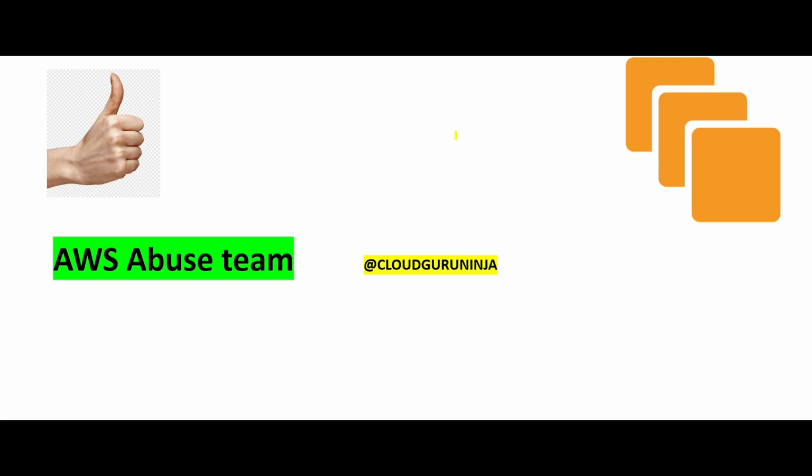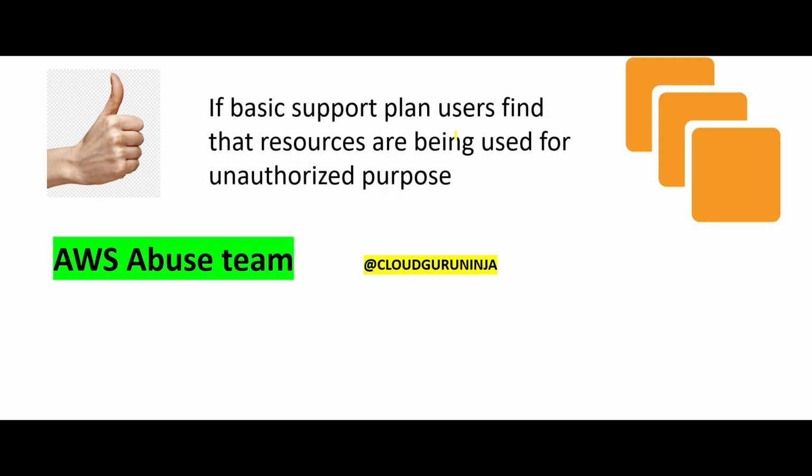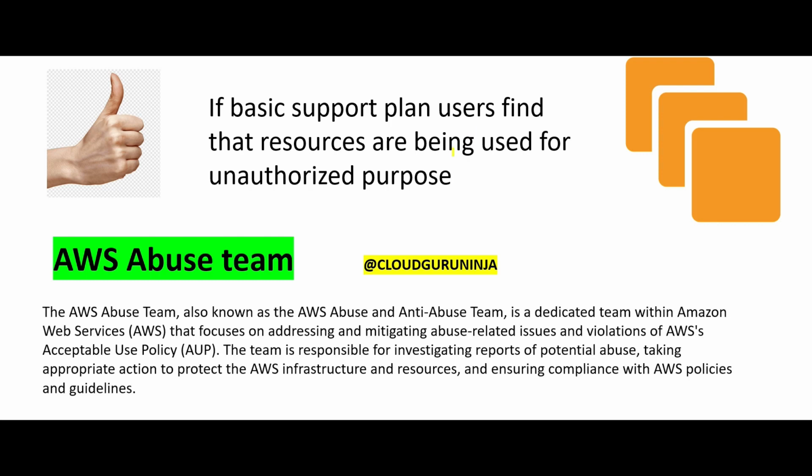The AWS abuse team. What is it going to do for you? It is something basic support plan users can use when they find resources are being used for an unauthorized purpose. Unauthorized purpose means somebody is trying to use these resources for hacking. You came to know. Now what to do? Whom to tell? Will you tell Prime Minister Modi? Will you tell Rahul Gandhi? No, boss. Go to the AWS abuse team and tell them that your resources are being misused. So this is an anti-abuse team.